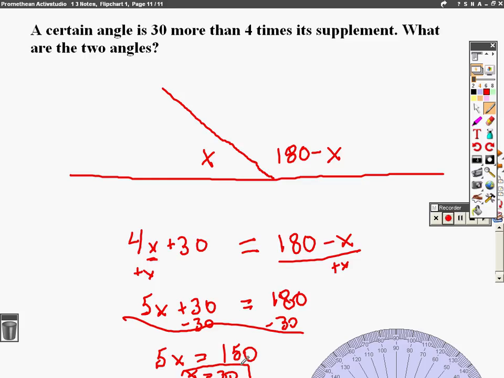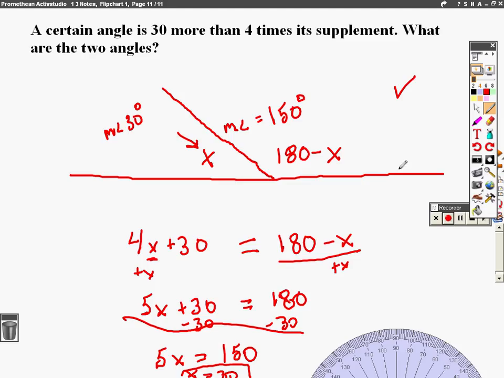Well, that's the original angle, which is right here. The measure of this angle is 30 degrees. And if this one's 30 degrees, well, 180 minus x, which is 30, means this one would have to be 150 degrees. Now, just to check to make sure I'm right, first of all, you've got to check that they're supplementary, and they are, because they add up to 180. And if I go 4 times 30, I get 120, plus 30 will equal this one.